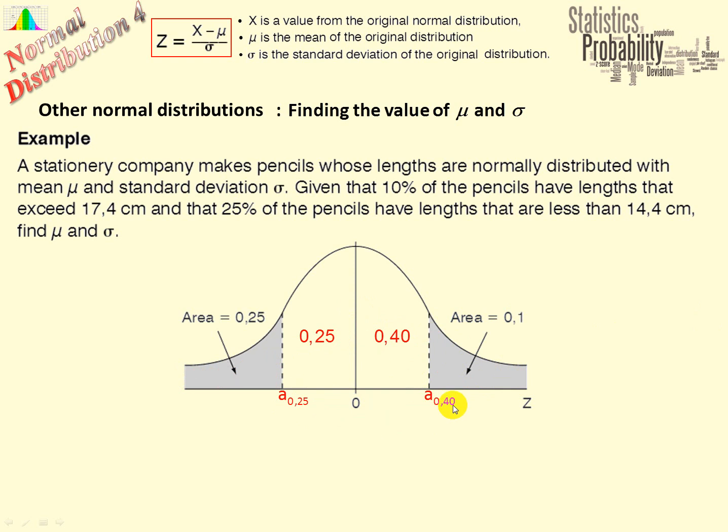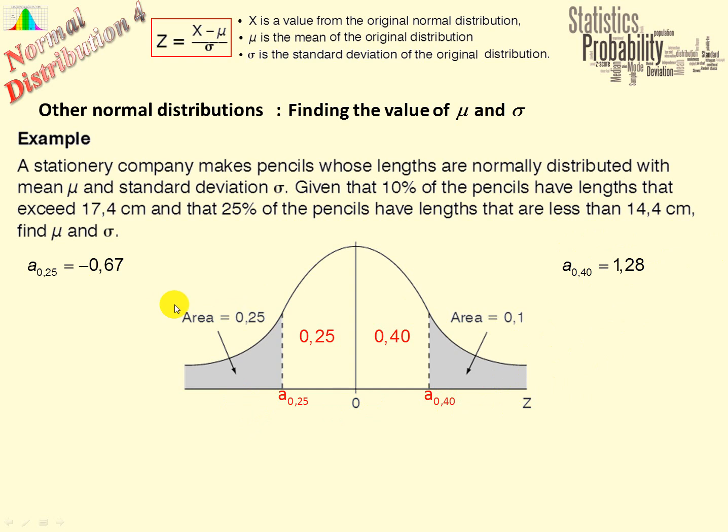Now we can go to the areas 0.4 and 0.25 and find the values of z. We go to 0.25 in the body of the z table. We get 0.67, which means that that is 0.67. If we go to the body of the z table and look for 0.4, we get 1.28 as the z-score.